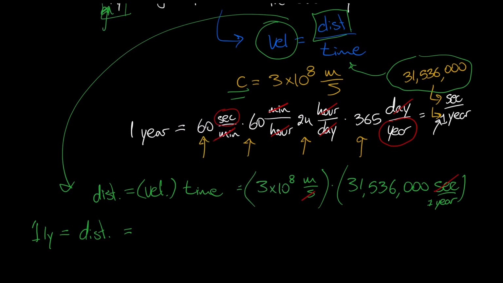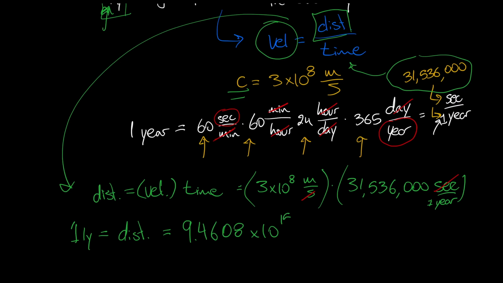Let me pull this out of the way. Grab this, slide it over so it looks clean. What is this number? 9.4608 times 10 to the 15. What are the units left? We have meters per year.